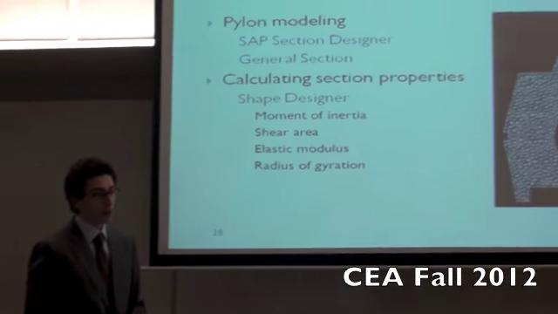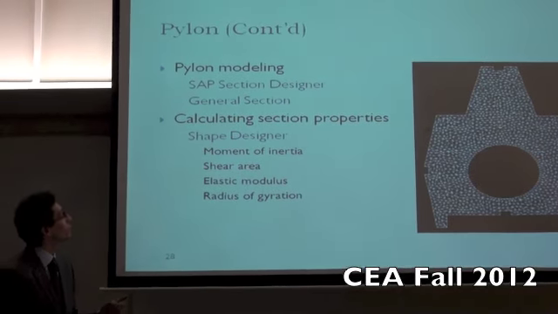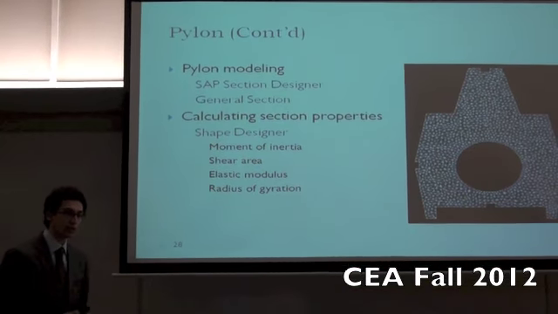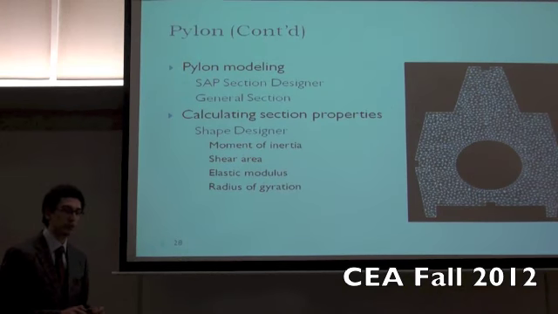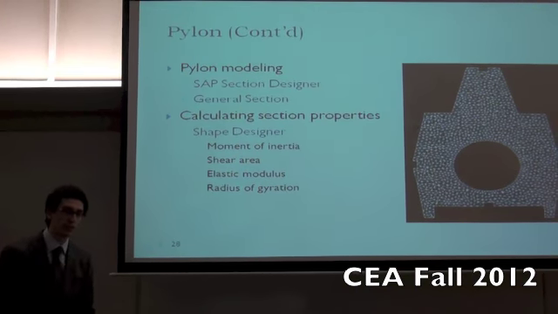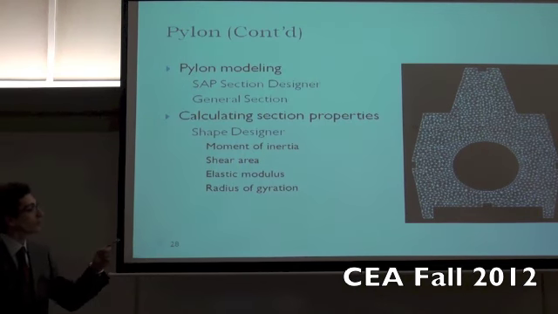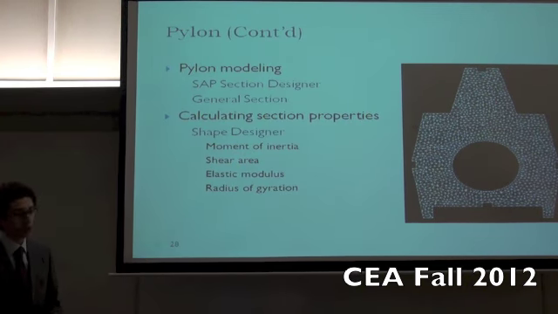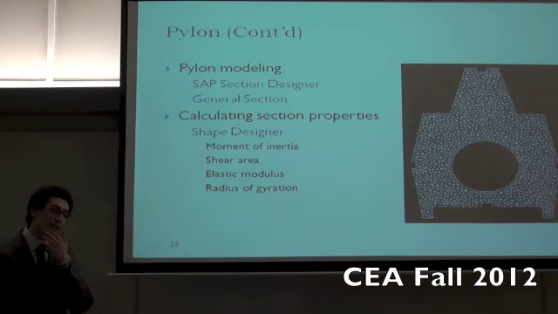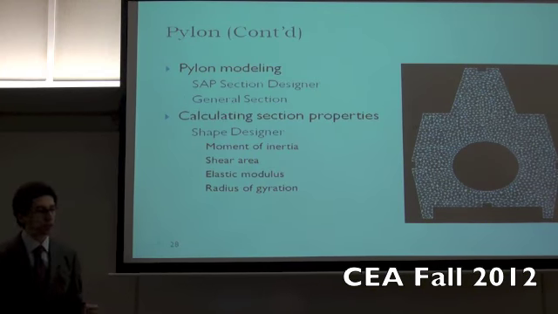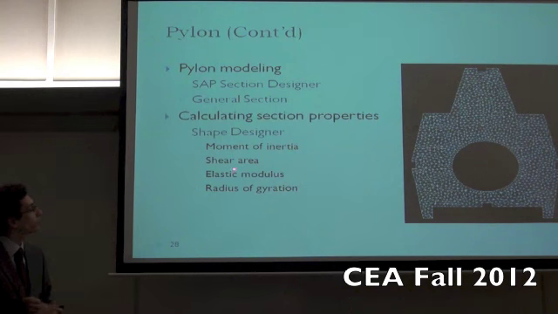Going to the modeling of the pylon, we have 2 options: whether to use a section designer, which takes the section inputs and automatically calculates the different section properties. But it was very difficult to do such a cross-section, so we had to modify it and model the pylon as a frame with general section properties. In order to calculate the section properties, we use the software known as Shape Designer. This uses a meshing technique in order to calculate all the necessary geometric properties such as moment of inertia, shear area, elastic modulus, and radius of gyration.